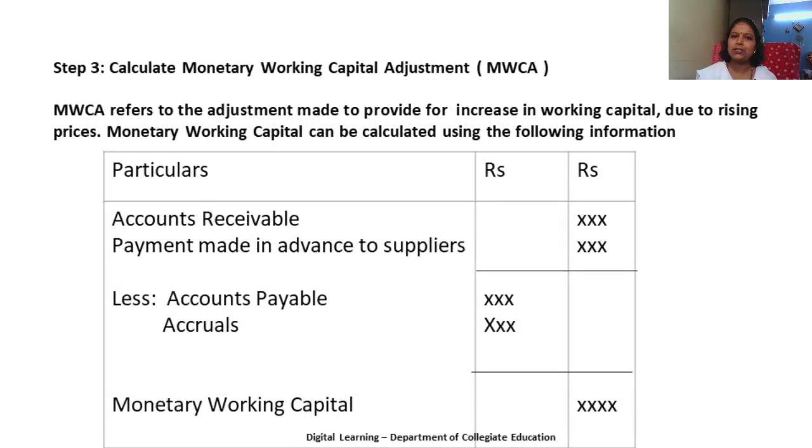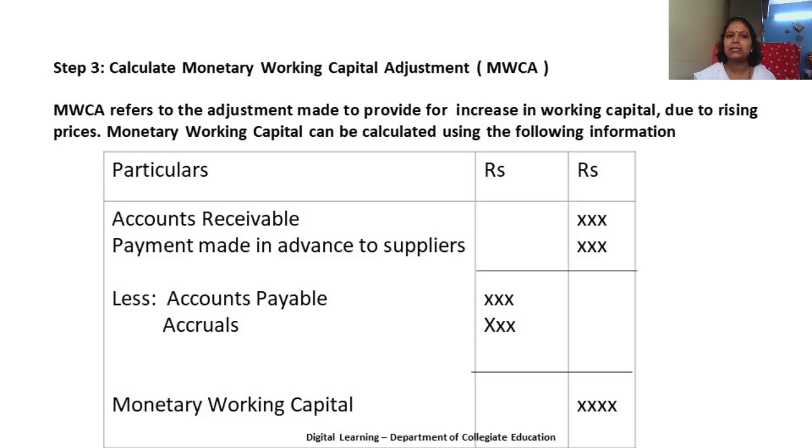Third step, calculation of monetary working capital adjustment, MWCA. What is this monetary working capital adjustment? It refers to the adjustment made to provide for the increase in working capital due to the rising price. Working capital will be decreased during inflation, so an adjustment is made to increase the working capital during the inflationary period. That is what is called MWCA. So it can be calculated as shown in the statement.